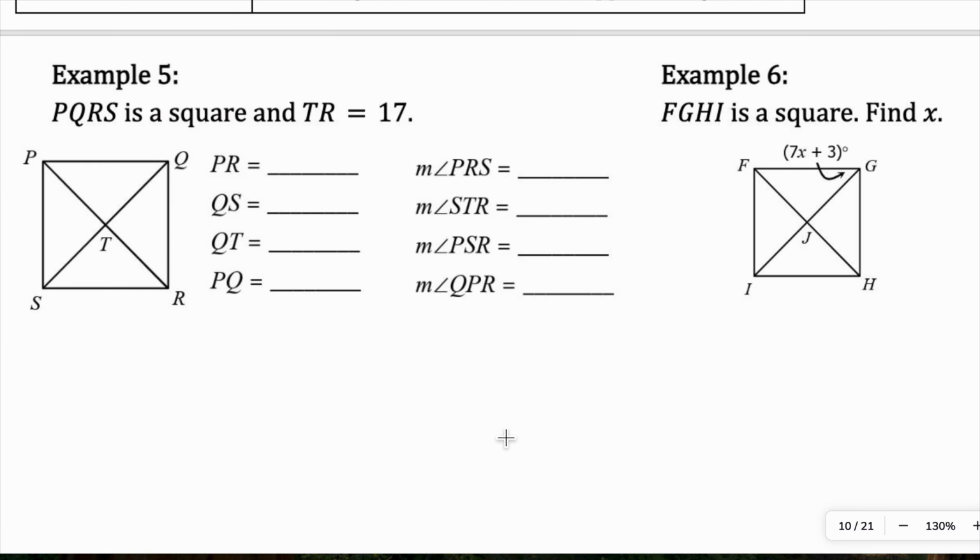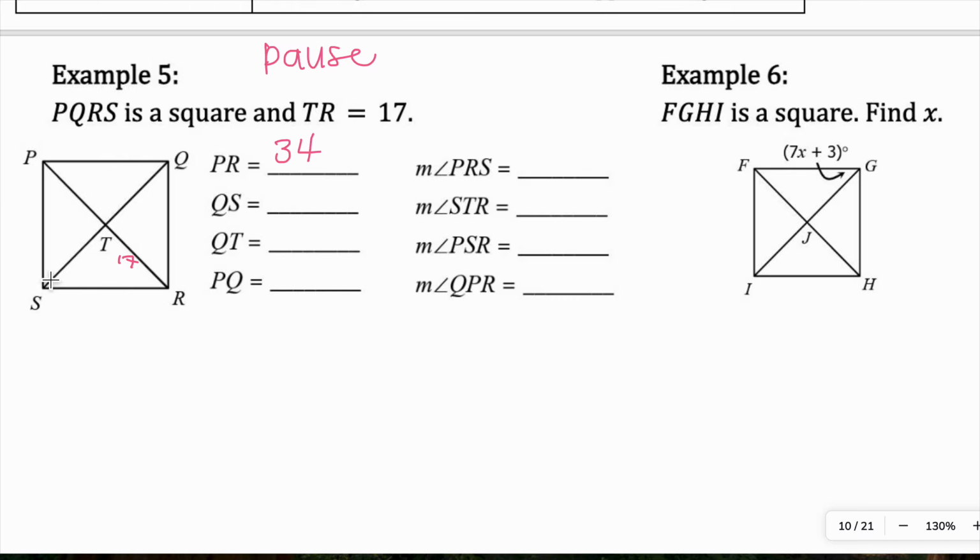We're going to try these last 2 examples and then be done. If you want to pause the video and try it on your own, feel free, but if you're ready to try it with me, let's go ahead and start. PQRS is a square and TR is 17, so let's go ahead and find some missing pieces. PR is that entire length of the diagonal, so that'd be 17 times 2, which is 34.